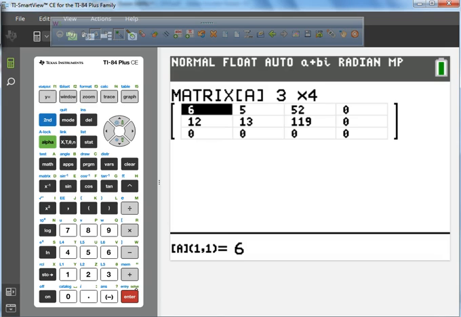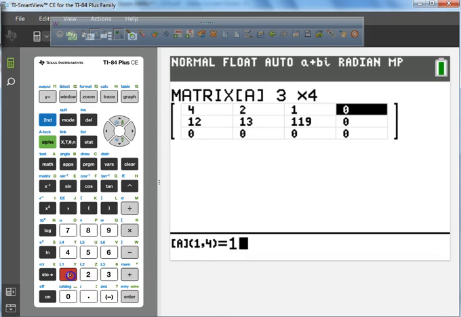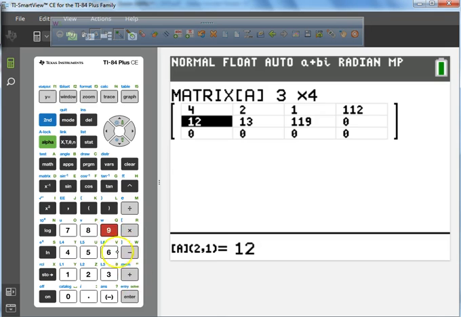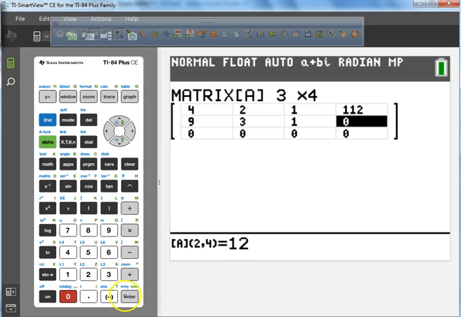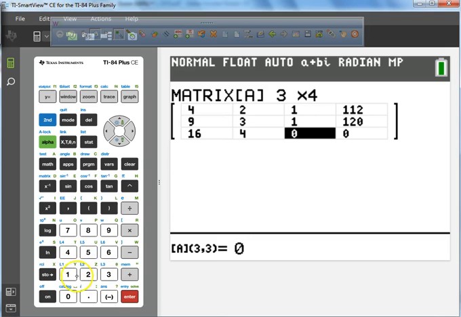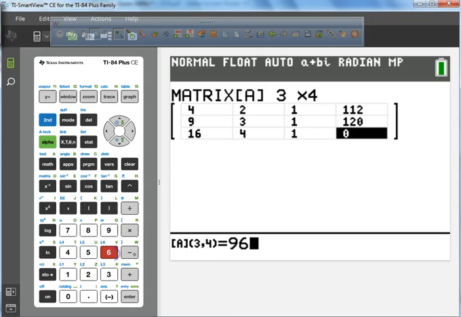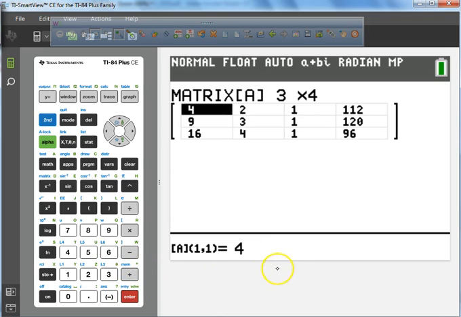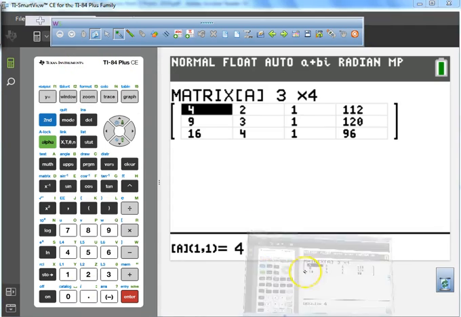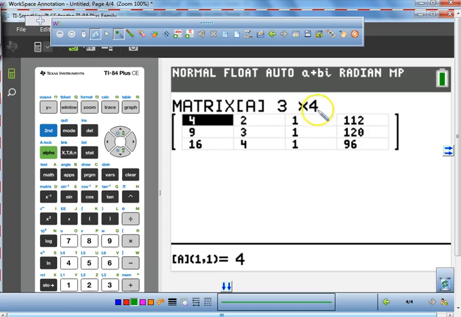Okay, and now we're going to type in our numbers. I think the first row is a 4, a 2, a 1, and 112. The next row was a 9, a 3, a 1, and 120. And the last row was a 16, a 4, a 1, and a 96. Right? Just kind of go by memory. This is how you're going to build it. So I'm going to take a screenshot so you guys can. Very important that you build it as a 3 by 4.